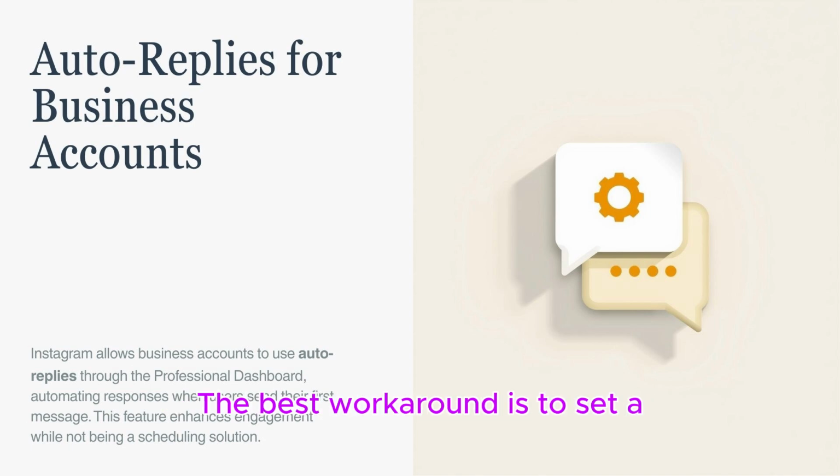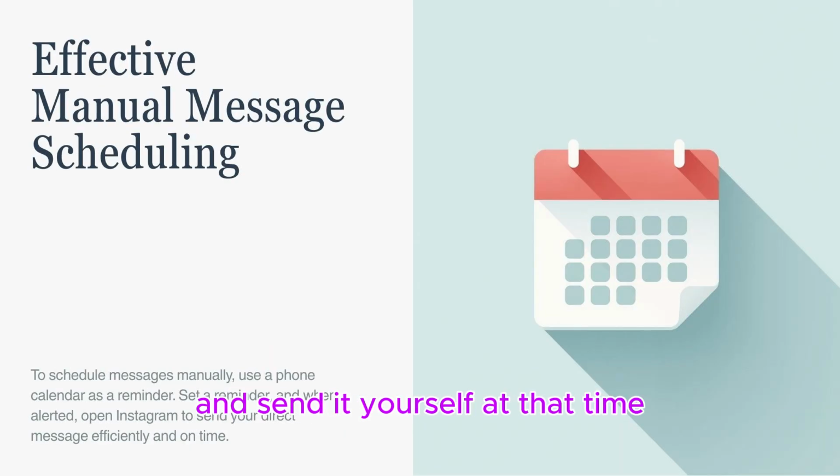The best workaround is to set a reminder in your phone's calendar or Notes app for the time you want to send the message, then open Instagram and send it yourself at that time.